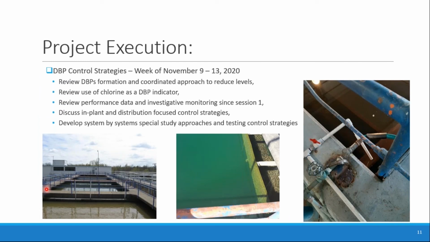The next training session will be November 13th, a week of November 9th through the 13th. This training session will be on DBP control strategies, and it will review some of the information that was provided initially, DBP formation, and looking at coordinated approaches to reduce those levels of DBPs in the distribution system. Also look at chlorine as a DBP indicator, as I discussed previously.